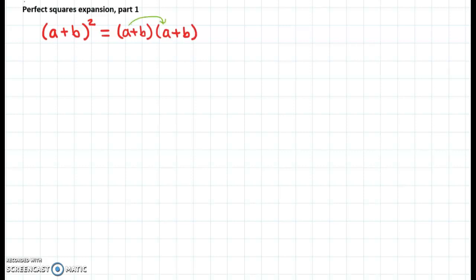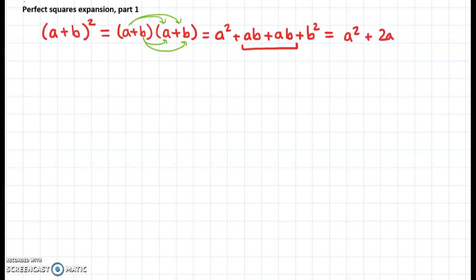So that means we need to multiply the first term into the two terms of the second bracket and the second term into the two terms of the second bracket. And we'll get a times a, which is a squared, plus ab plus ba, but I'm going to write ab again because usually when we have letters, we write them in alphabetical order, plus the last term is going to be b times b, so b squared. So if we collect the like terms here, ab plus ab, what we obtain is a squared plus 2ab plus b squared.